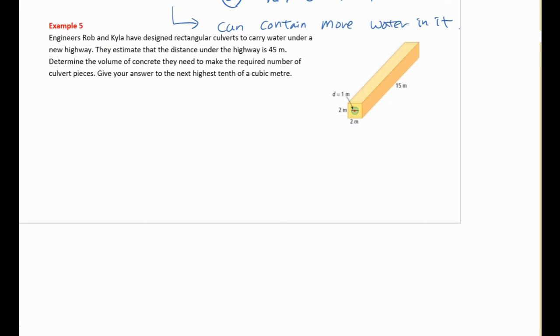Example 5. Engineers Rob and Kyla have designed a rectangular culvert to carry water under a new highway. They estimated the distance under the highway is 45 meters. Determine the volume of concrete they need to make the required number of culvert pieces. Give your answer to the next highest tenth of cubic meters.